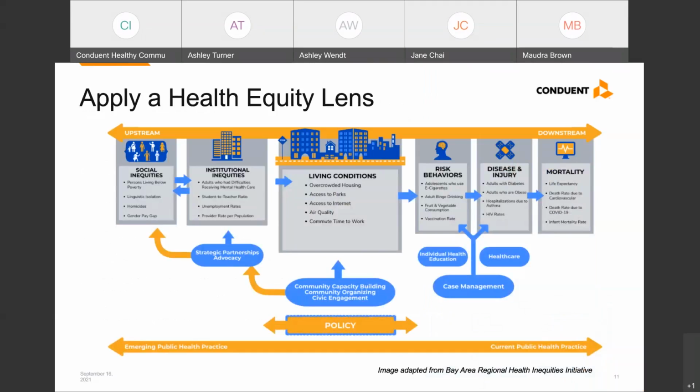Yeah, thanks so much, Madra. Health equity is really something that's been central to HCI's work since our founding. And we know that many communities are using a health equity lens for their community health assessment and planning process as well. Here we're showing an image adapted from the Bay Area Health Inequities Initiative, or BARHII.